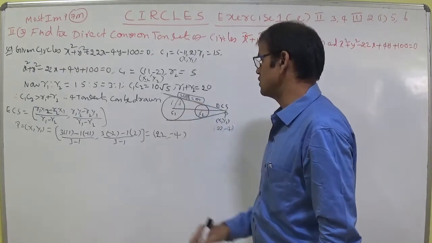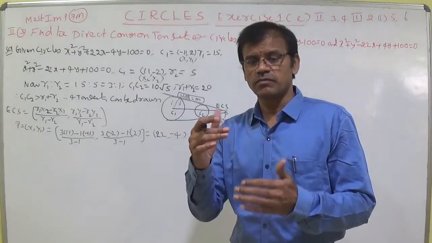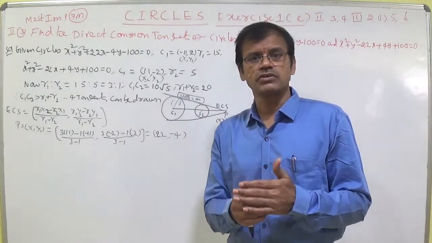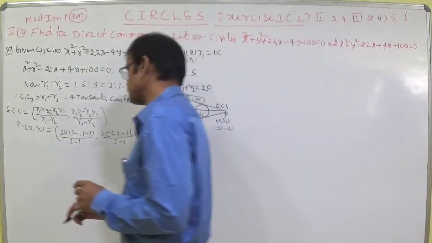This is r, this is d. What is r? Radius of the first circle. What is d? The perpendicular distance from the center to whatever tangent you are thinking of.